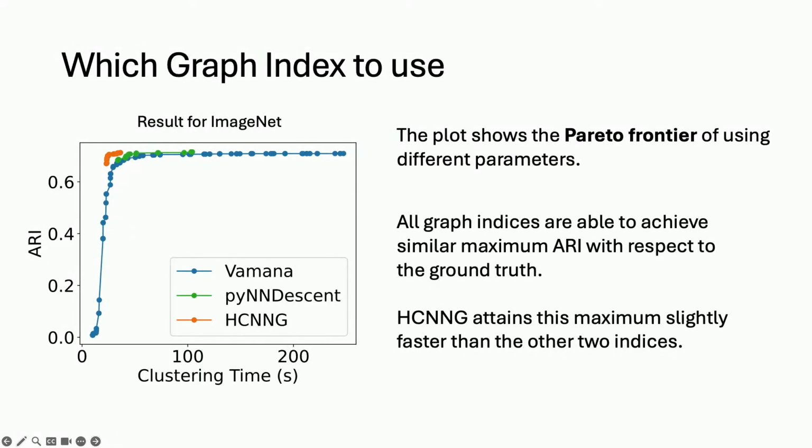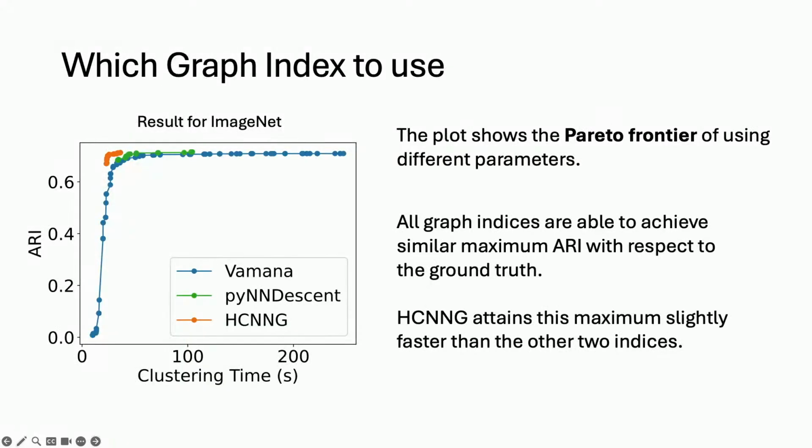Yeah, Lakshmi. Did you compare the ARI for the exact solution as well, or were the data sets too large? We did for ImageNet. I don't have that on the slide. But we did, and for ImageNet, they all perform pretty similarly. HCNNG was not faster than the other 2.